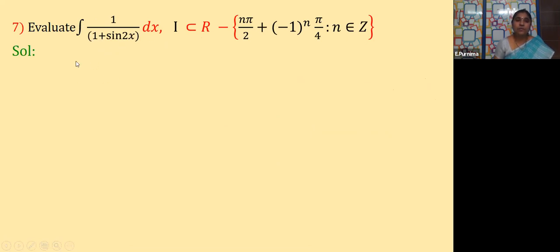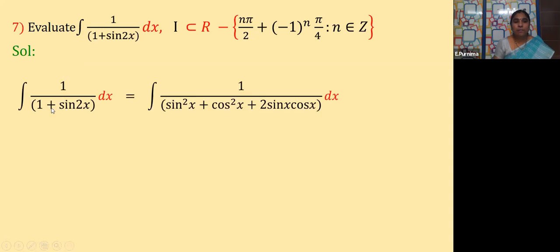So what we do here, integral of 1 by 1 plus sine 2x dx. How am I writing this? 1 by, this 1 I am writing as sine square x plus cos square x. Can you write it or not? Because it is a trigonometric identity. Yes.